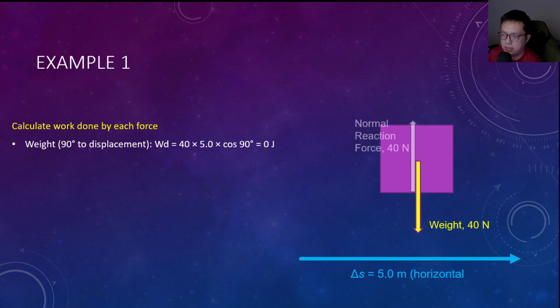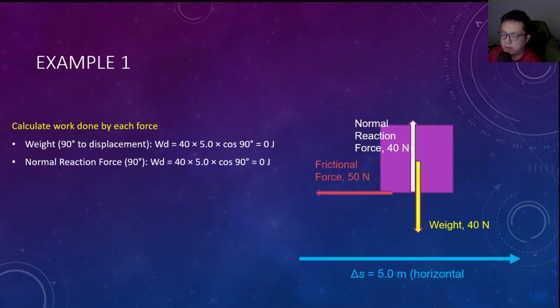Next force we are looking at is the normal reaction force, from the rough surface. Again, you can see that this force is at a 90 degree angle to the displacement, so the normal reaction force also does no work. Next up is the frictional force, 50 newtons to the left while the displacement is to the right. You multiply by cosine 180 degrees because the angle between the frictional force and the displacement is 180 degrees. So this is negative 250 joules. This negative does not mean a different direction. Work is a scalar quantity, it's just a negative number.